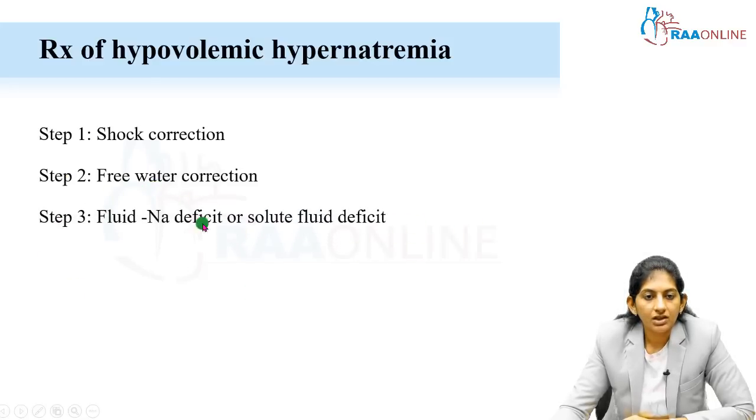Then, solute fluid deficit. This step mostly in practical purpose we don't do. I am not going to explain step 3 over here because even without intensive care practice we follow it. To see all these steps you can refer to Harriet Lane, but I will explain what to do for hypovolemic hypernatremia, that is more than enough even for practical purpose and for examinations here. And step 4 will be maintenance.